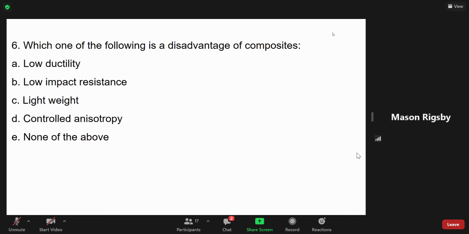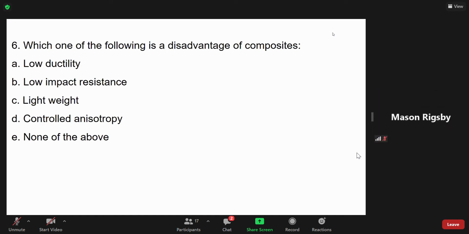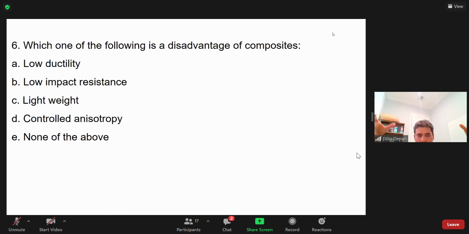Mason Rixby. Okay, so if you take a piece of a plastic bottle, or if you have a glass bottle, and then you drop them on the floor, which one is most likely to break?